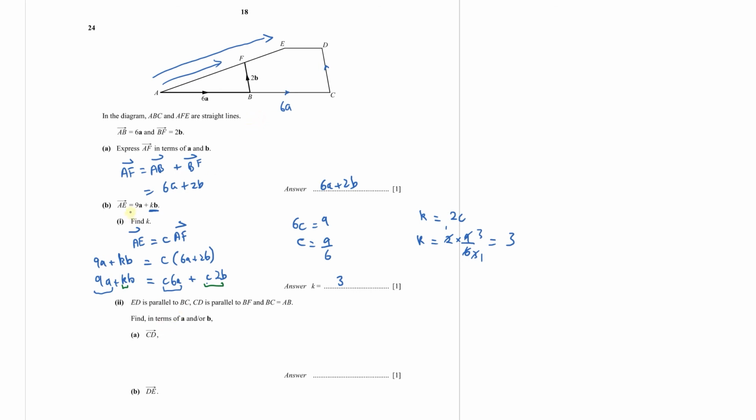If you look at the previous one, 9a plus kb, AE is 9a plus 3b. If I have some point here, let's call this point X, then AX plus XE is 9a plus 3b. So this line AX here is 9a, and this XE here is 3b, because I know that AE is 9a plus 3b. Now if this whole is 9a, that means this part XC is what?